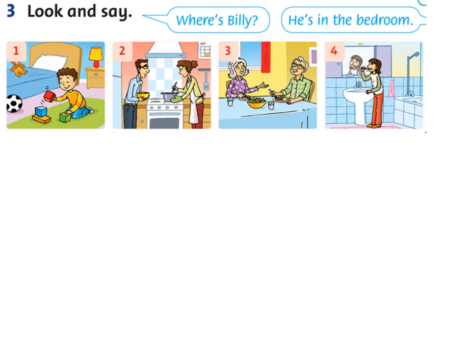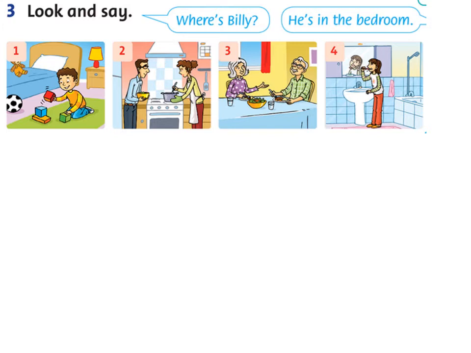Can you ask the question with the people next to you? Okay, where is Rosie? She is in the bathroom. That's right. And how can you ask about picture 2? Where are Dad and Mom? They are in the kitchen. That's right. And picture 3? Where are Grandma and Grandpa? So you can answer. They are in the dining room. You are very good. Good job.